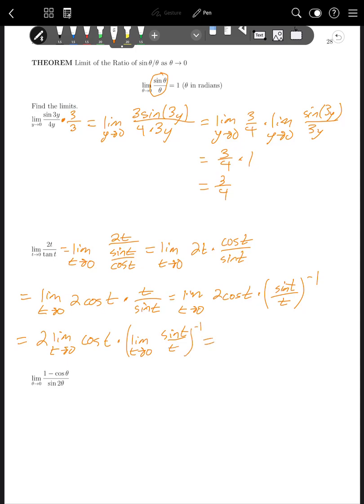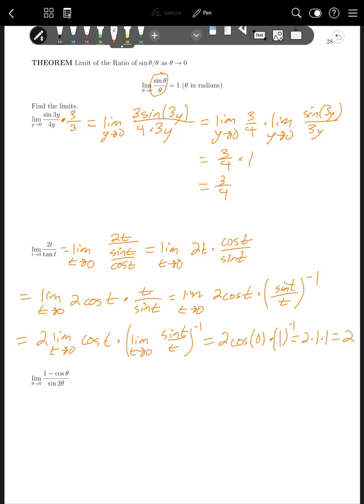And now we can simplify. So this would be 2 cosine of 0 times 1 to the negative first power, which is 2 times 1, which is 2. Because the cosine of 0 is 1, and 1 to the negative first power is just 1, because 1 to any power is just 1. Okay, so that's the idea there. That was using a fairly basic trig identity, but a lot of times they're going to expect you to use more complicated trig identities. So let's go ahead and look at some of those here.